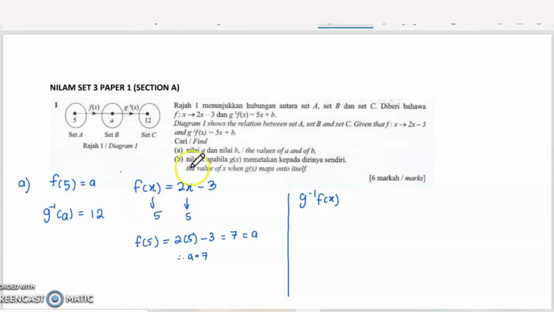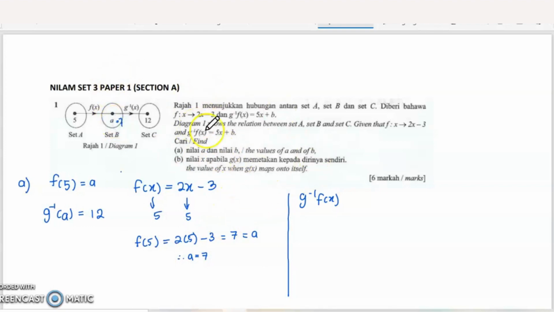So we take the function f(x), which is equal to 2x minus 3, and then we substitute 5. f(5) is equal to a, and when we substitute 5 we get the value 7. So that means here a is equal to 7.